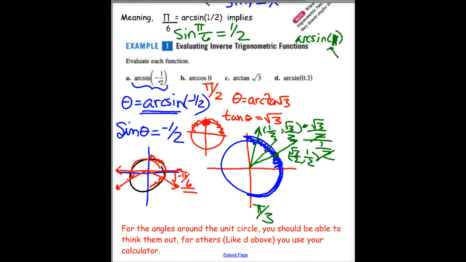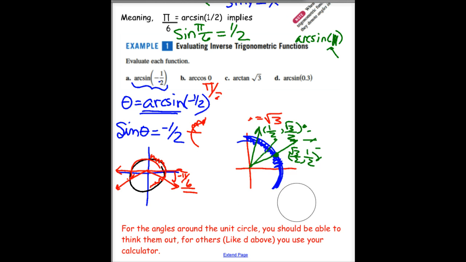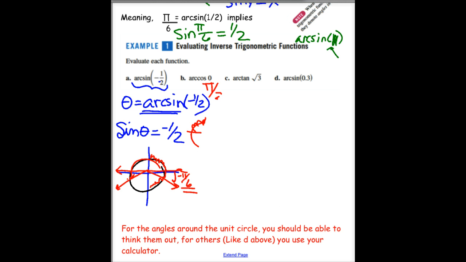You should get stuck on letter D because it's not on the unit circle, which means you have to go to your calculator. You just have to go second sine, or sine inverse, 0.3. Somebody go do that for me so I can stick that on there. I'm going to steal your calculator. Let's do second sine 0.3, and we get about 0.305 if we round it.